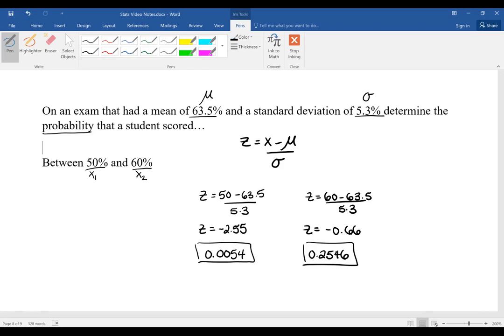When I looked at the Z-score of negative 2.55, I had a decimal of 0.0054, and the Z-score negative 0.66 had a decimal of 0.2546. In terms of percentages, these represent 0.54% and 25.46%. Next, before I get to my final answer, I want to visualize what's going on here. So I'm going to draw my normal distribution.